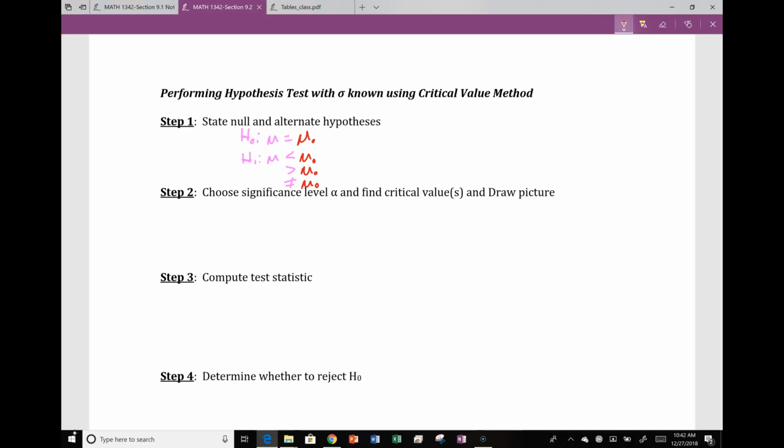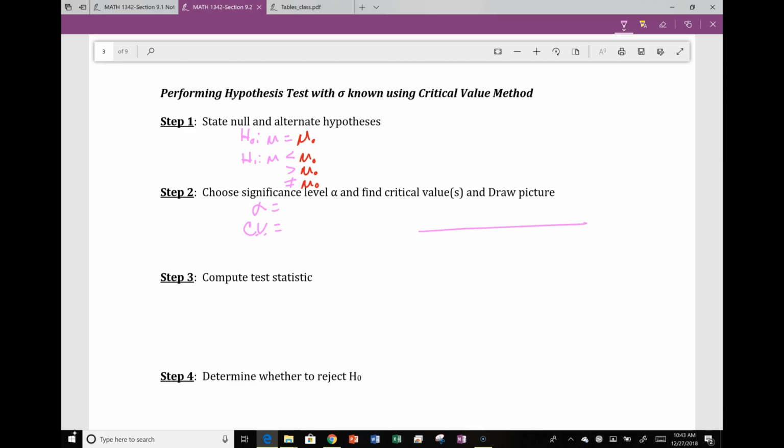When we start to actually do our calculations, we need to find our significance level, alpha equals, and we need to find our critical value, which most of the time I just say critical value is equal to, and we again have to be careful if it is a left-tailed, right-tailed, or two-tailed. We shade in the diagram whichever side it is.